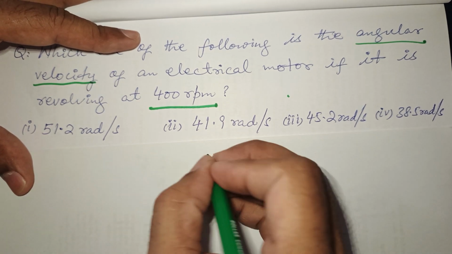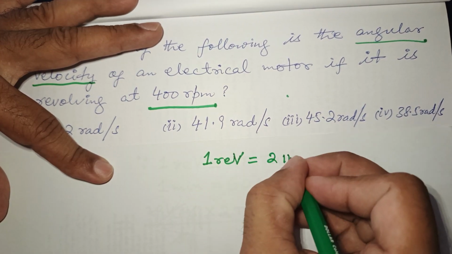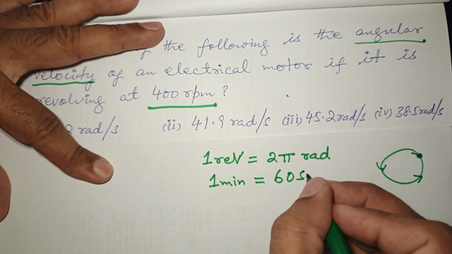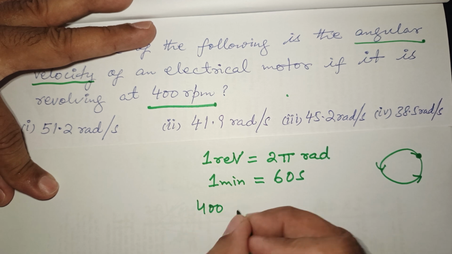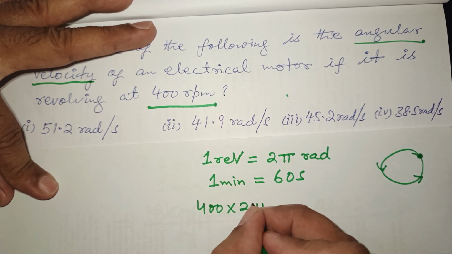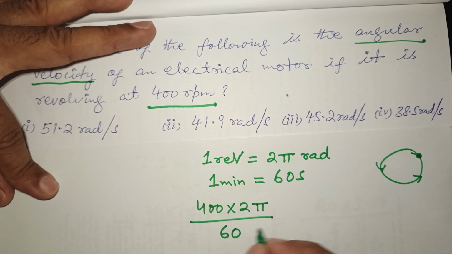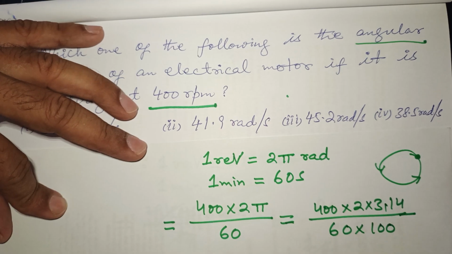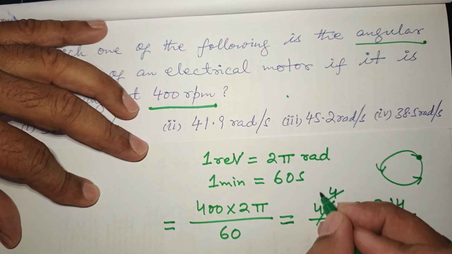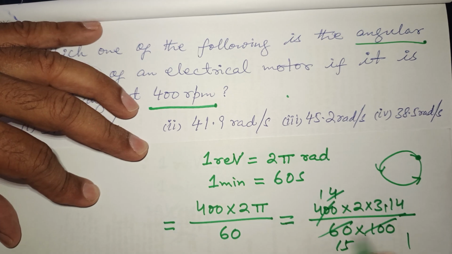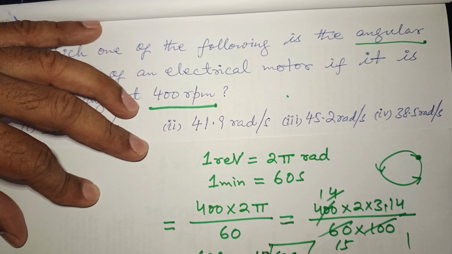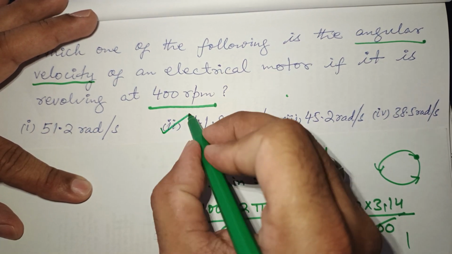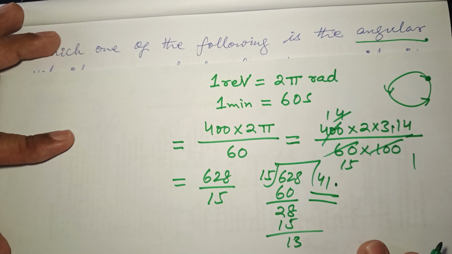So what's the conversion? 1 revolution equals 2 pi radian, a complete cycle. 1 minute equals 60 seconds. We have to convert 400 rpm, so we'll multiply it with 2 pi divided by 60. Make it easy by converting pi into 3.14 into 100 by moving this. So 1 time, 4 times, 4 ones are 4, and this is 15. So this will be 628 divided by 15. So we'll get a result of 41 point something. So this is the correct option, 41.9. So that's the result. You can see this calculation.